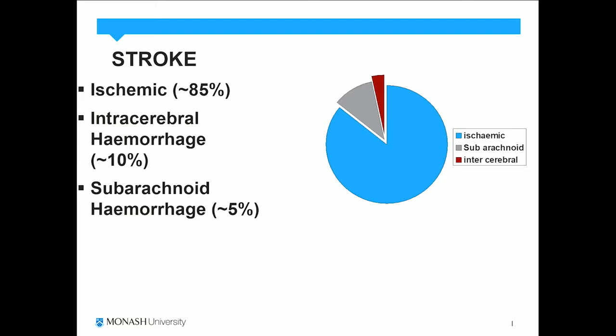Basically, there are three different types of strokes. There's ischemic stroke, which makes up the majority, about 85% of all strokes. Then you have intracerebral hemorrhage, which makes up about 10%. And then the third type is subarachnoid hemorrhage, which makes up around 5%. And if you remember, the subarachnoid hemorrhage appearance in a stroke patient is also similar to a patient who has had a subarachnoid hemorrhage due to traumatic conditions.